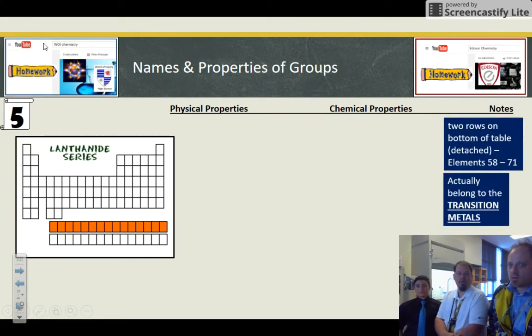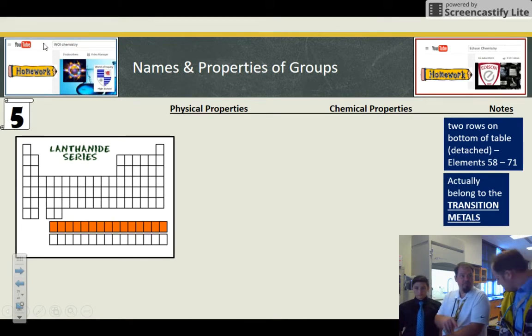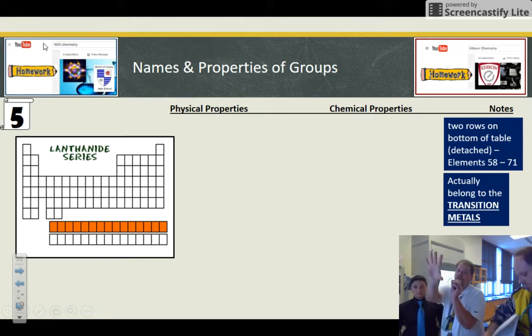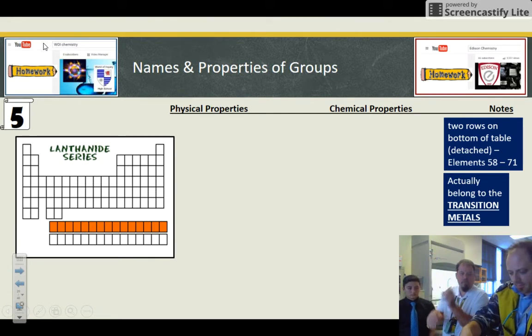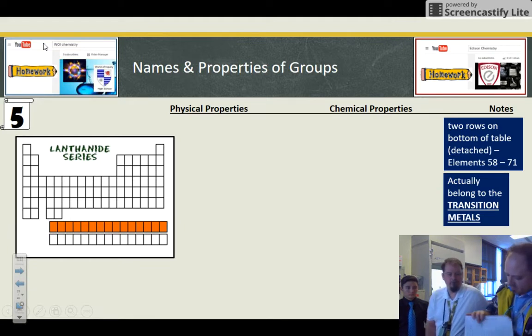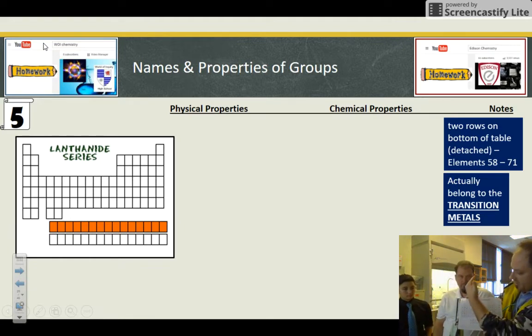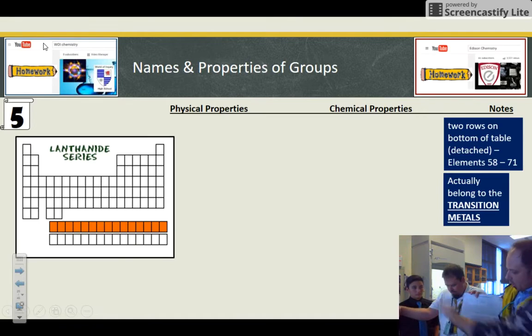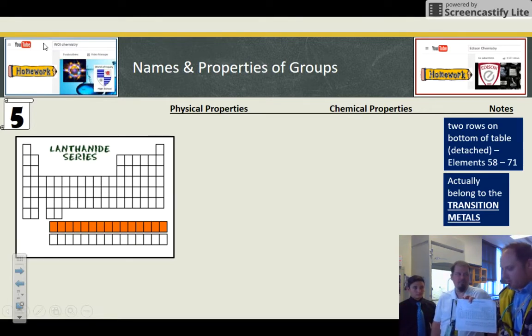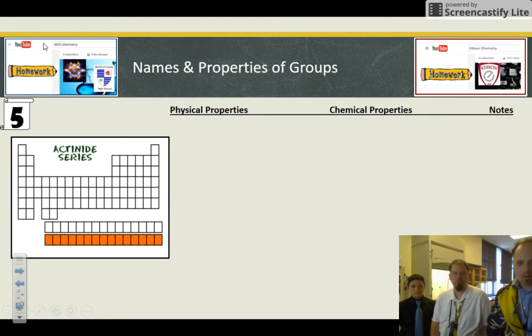And there are 2 rows on the bottom, detached. They actually belong to the transition metal family. You see in this picture, the space is missing. And in yours, there's an actual blowout. There's a thick black line here and a blowout. So you should actually cut the periodic table here, open it up, and stick these 2 here. But that would be a really long periodic table. It would never fit on a piece of paper.